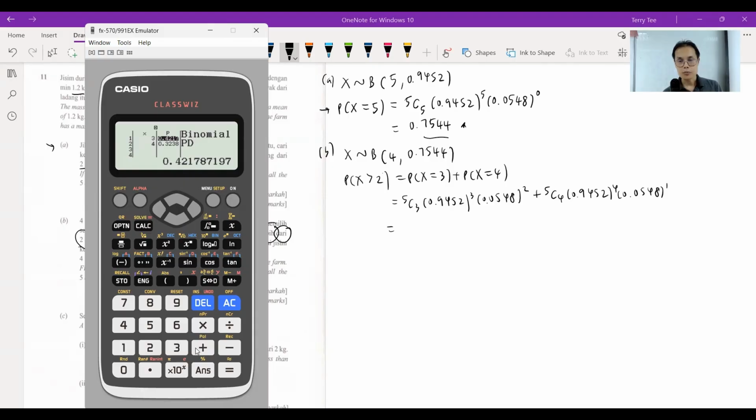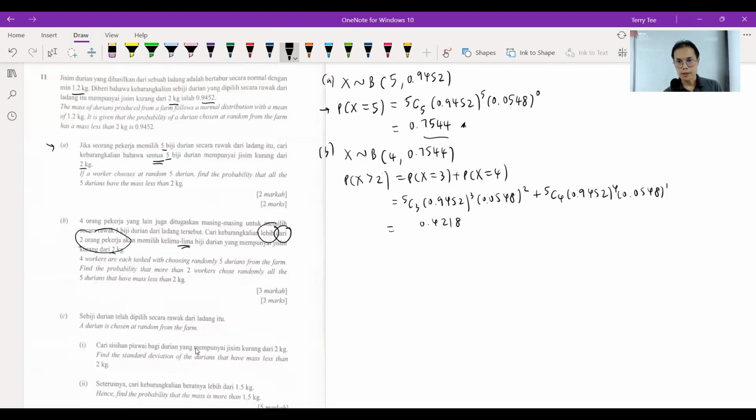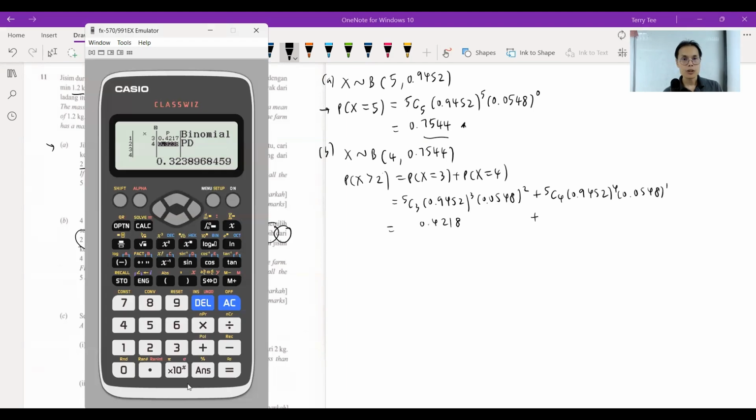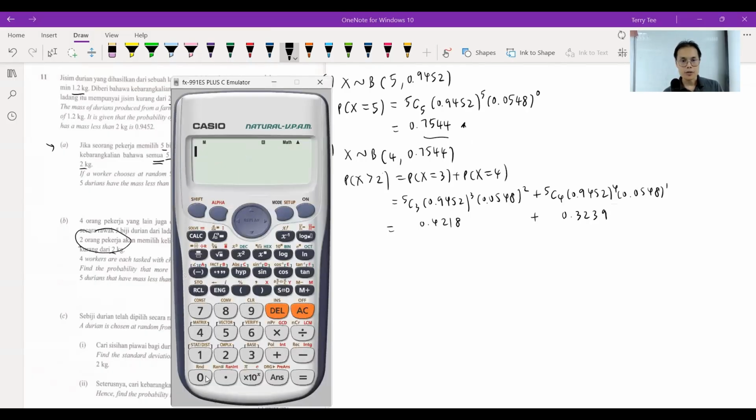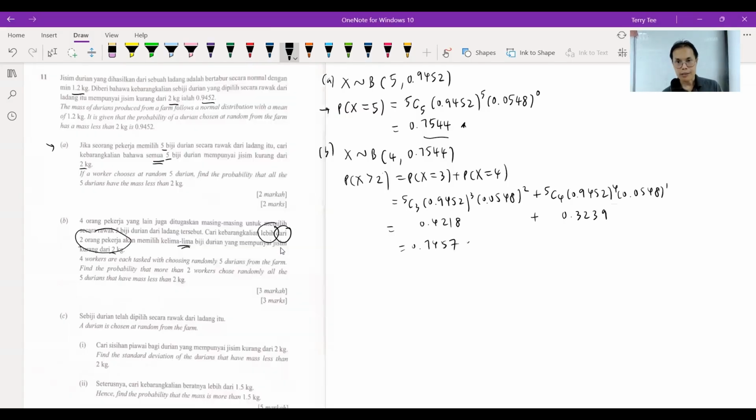Can you see there are two values? 0.4218. Then the next one, 0.3239. So we add them up. Let me use another calculator. 0.4218 add 0.3239. You should get 0.7457. Now, this is one way.